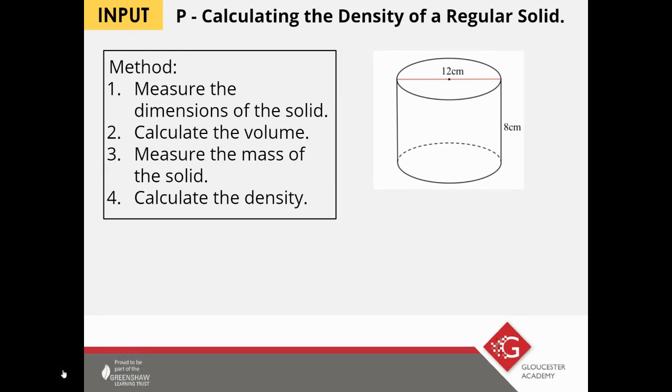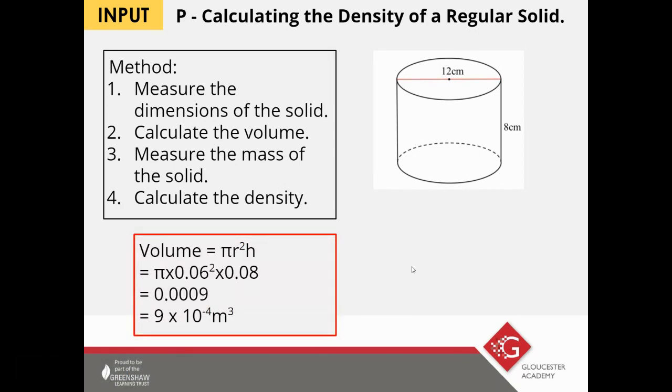Another example you could be asked for is to work out the volume of a cylinder. Again, you're measuring the dimensions, you're calculating the volume. You then need to know the mass of the solid by putting it on a scale in kilograms, and then you can calculate the density. Again, we've got the wrong values here to work out the volume. Volume of a cylinder is pi r squared h. So you've worked out the area of the circle and then you times it by the height. Something you do need to know for maths.